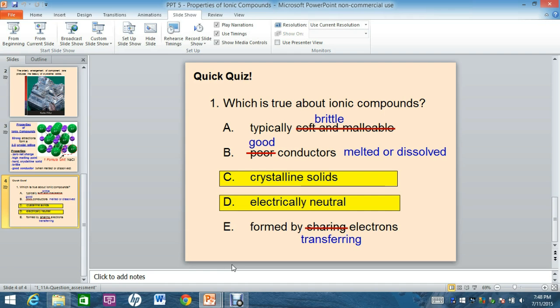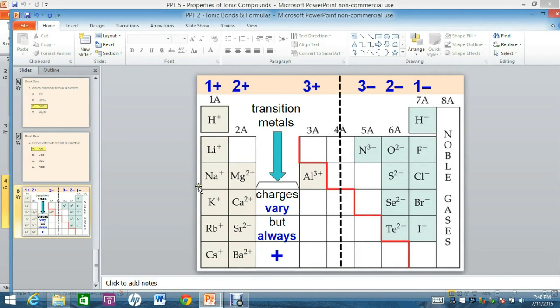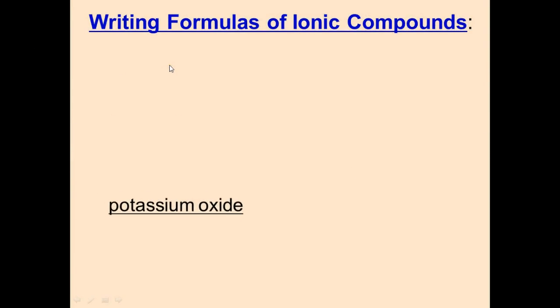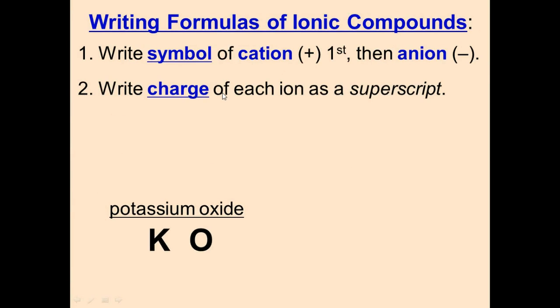And so here we're just going to quickly review how to write the formulas. Here are the four rules of writing an ionic compound. First we have to write the symbol of the cation, or the positive ion, then the anion, and then we write the charges of each ion as a superscript.